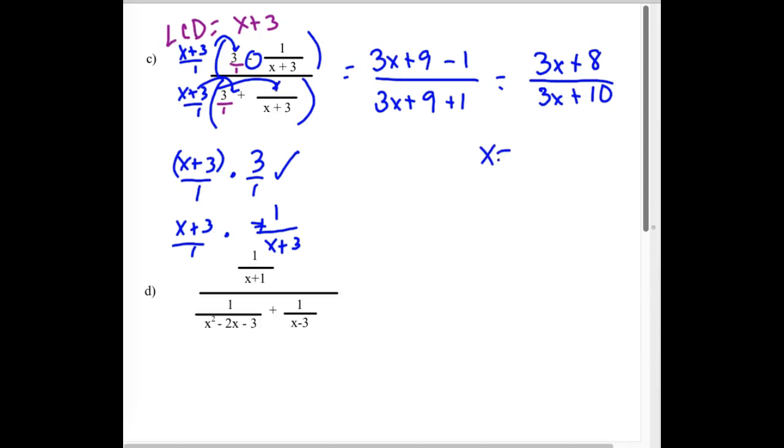What restrictions do I have to place on my domain? Go back to the original problem. It can't be negative 3. And looking at my final answer, what could it not be? Okay, picture subtracting the 10 over to the other side, dividing out the 3.